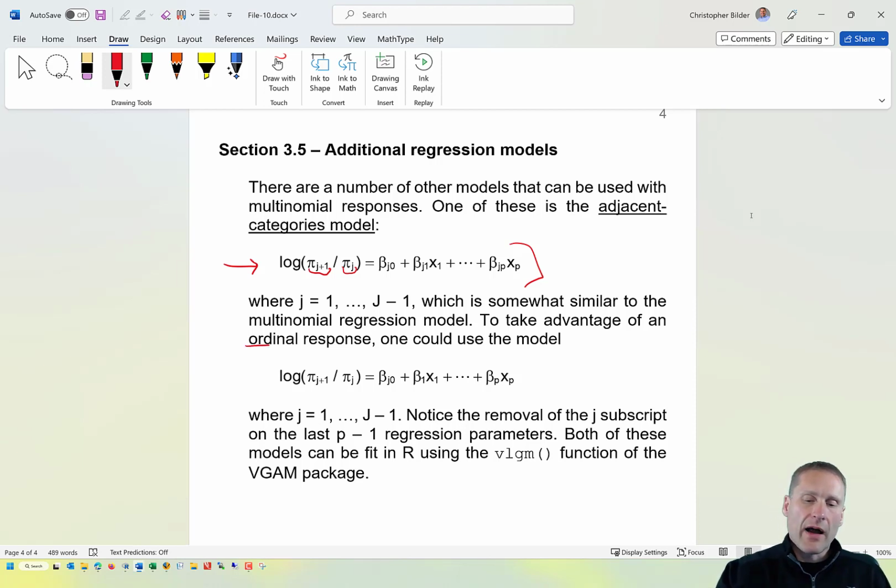Now, if I had an ordinal response for my Y, I could take advantage of that ordinal response by simply dropping the j subscript on each of those betas. And I could use that model to model my ordinal responses. Both of these models can be estimated using the VGLM function. That should be VGLM, that's actually a misspelling. And so if you're interested, you can take a look at the corresponding help for it. And I do have some exercises in my book that look at these particular kinds of models.